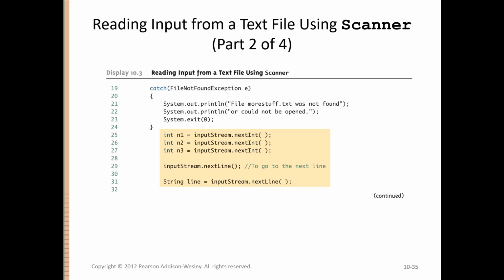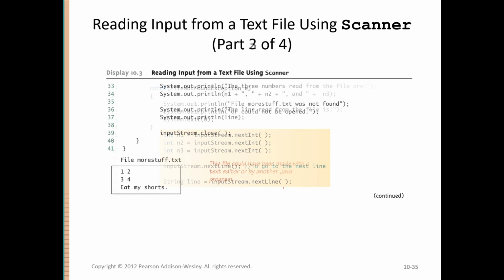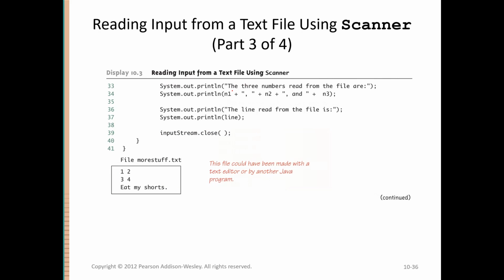Notice that these numbers are not read one on each line. They're all 3 in the same line. Then I have this next line to go back to the new line, and then I can read the next line. After that, these are just to display what was read. For example, if this is the content of the file, you get something like this: 1, 2, 3, 4, and then it goes back to the line, then the rest. So that's the main thing.